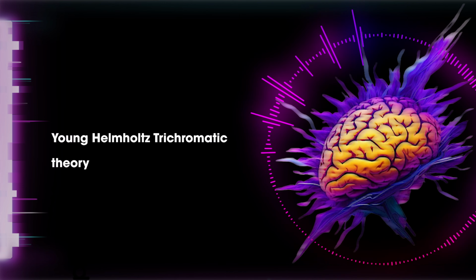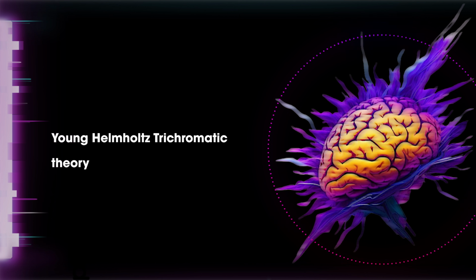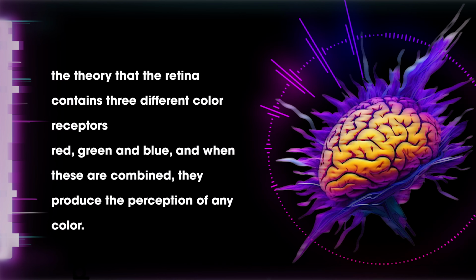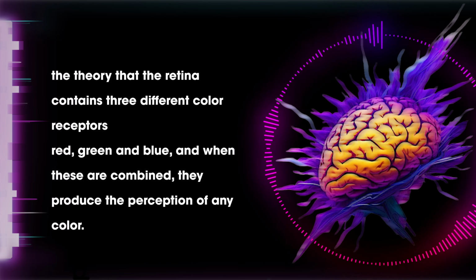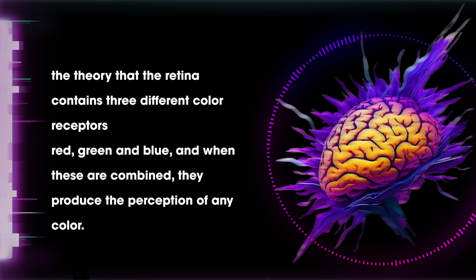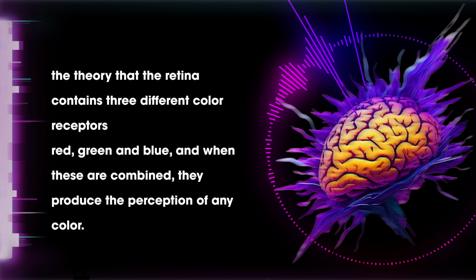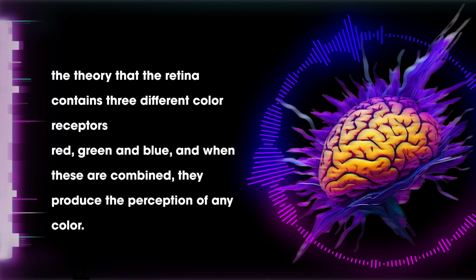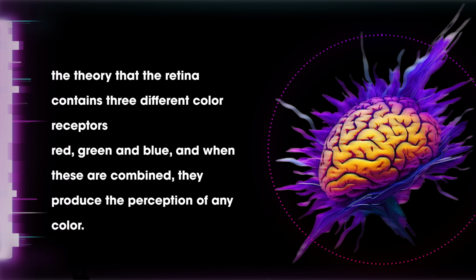Young-Helmholtz trichromatic theory. The theory that the retina contains 3 different color receptors, red, green, and blue, and when these are combined, they produce the perception of any color.